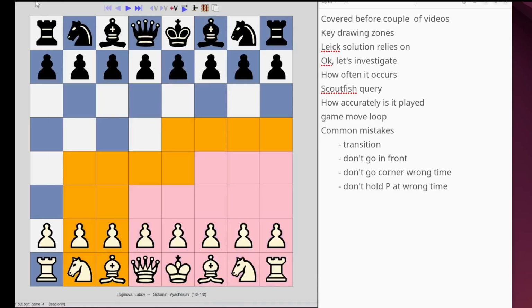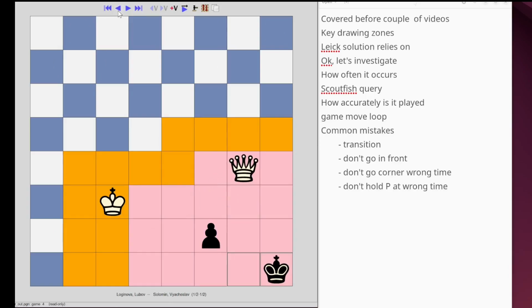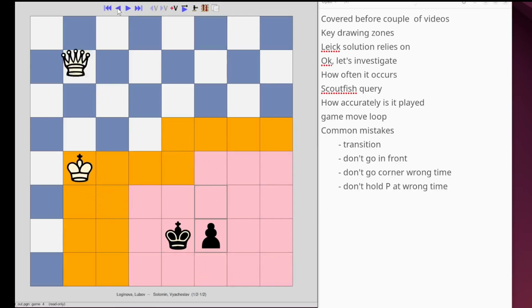Let's have a look at another game. Go to the end, come back. This is drawn, it's drawn, it's drawn. There must have been something else going on here. So this is winning. You can see the black king's on the wrong side, but the white king is in the zone.